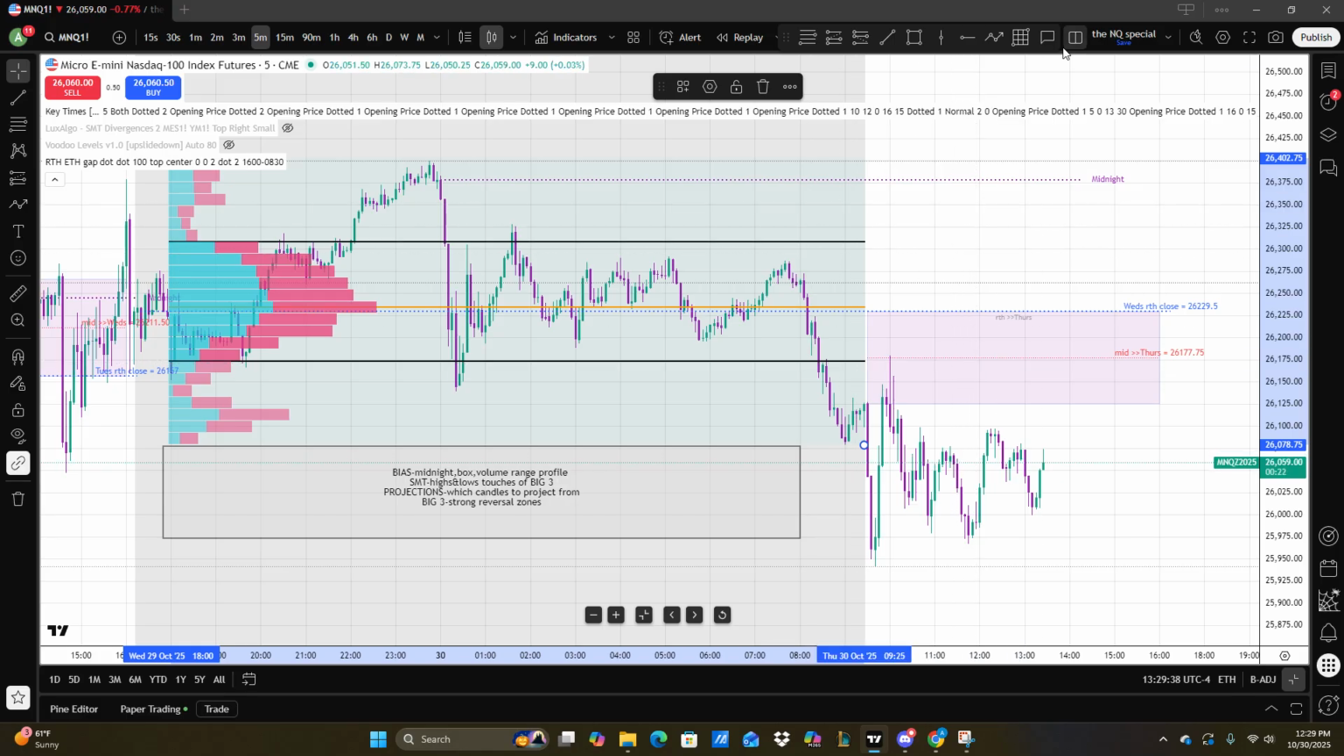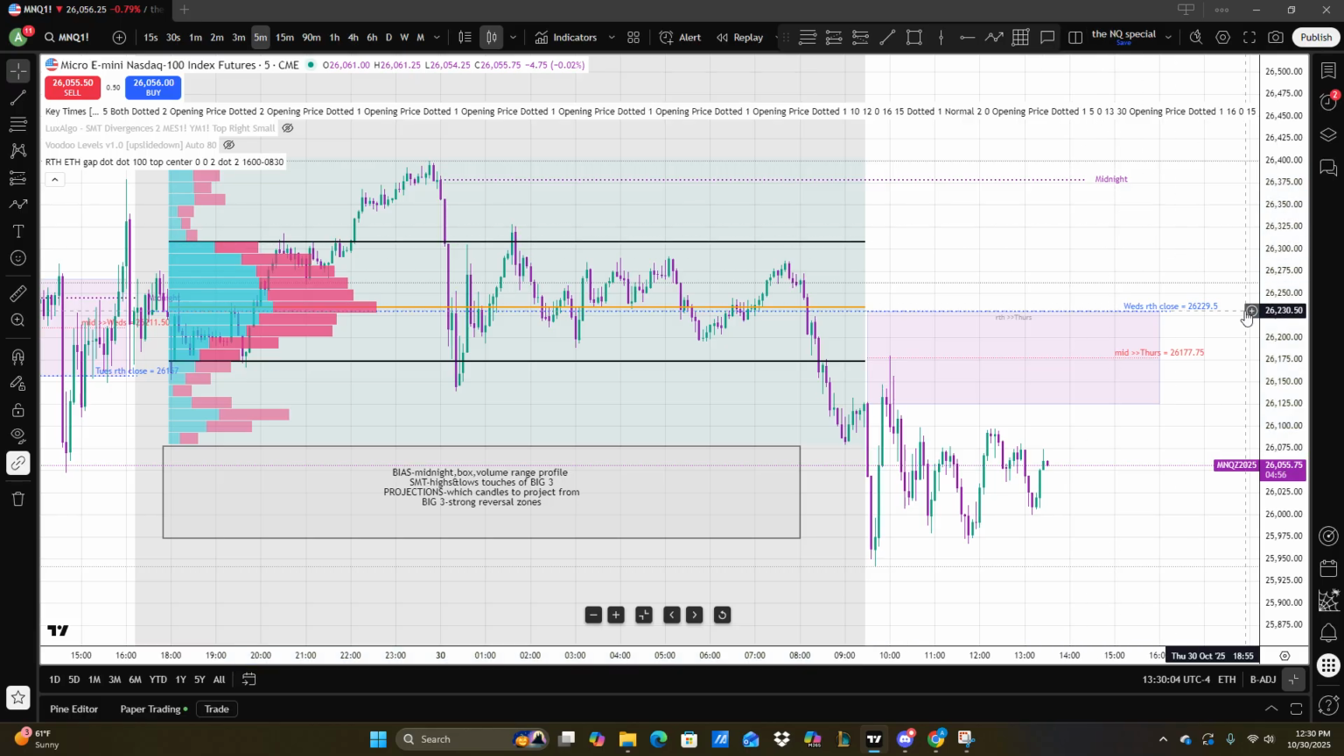SMTs are just a breaking correlation with another asset, which, for me, is NQ and ES, and those are the only ones I use. The reason I only use NQ and ES is because they have like a brother-sister type of relationship, and then YM, which you could also say is a correlating asset, has more of a cousin relationship. They're not really that close. They're close, they're not that close.